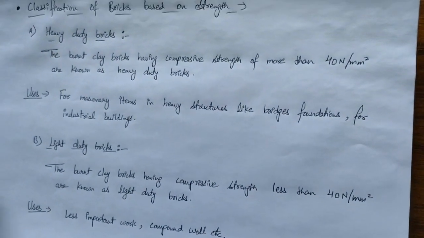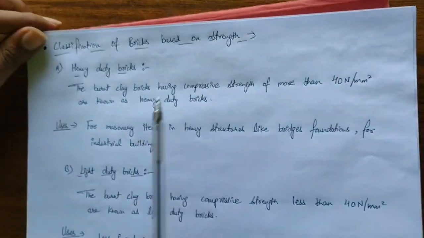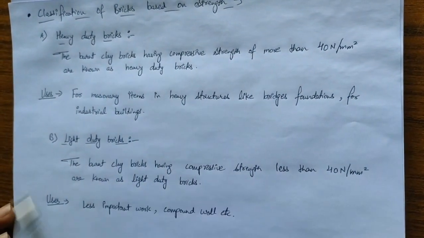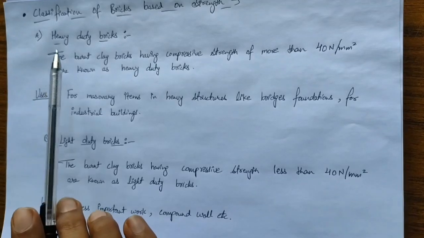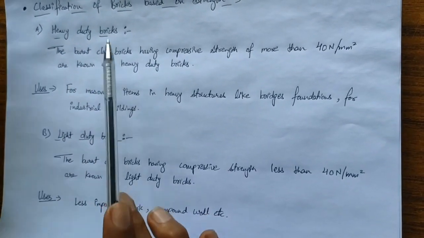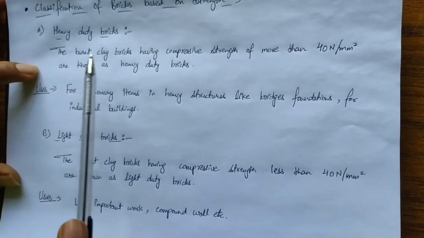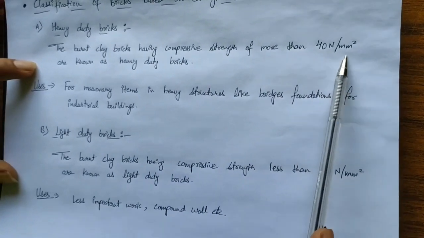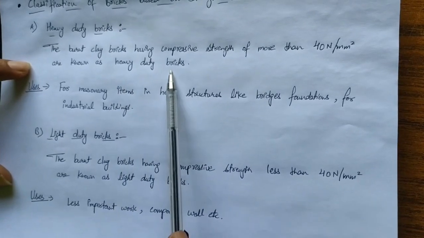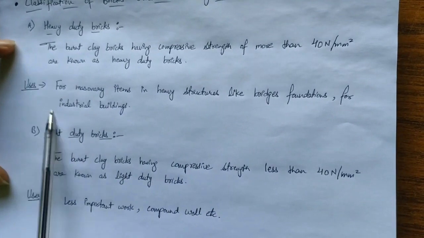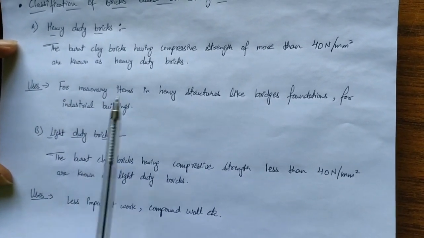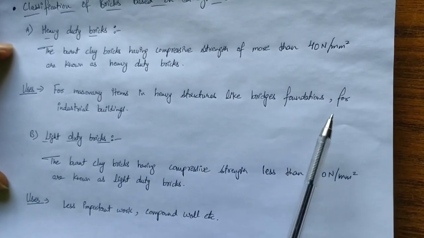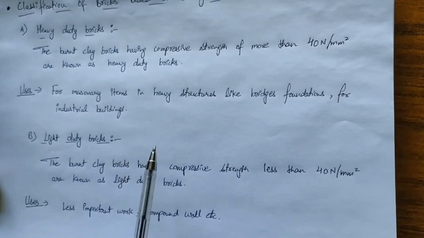So now let's move to the classification of bricks based on strength. On the basis of strength, there are two major classifications. The first one is heavy duty bricks. So what are the heavy duty bricks? The burnt clay bricks having compressive strength of more than 40 Newton per mm square are known as heavy duty bricks. So what are the uses of such kind of bricks? For masonry items in heavy structures like bridges, foundations, or for industrial buildings.